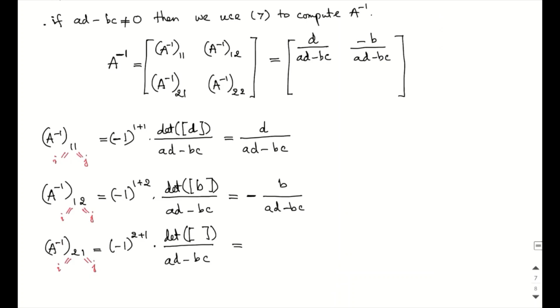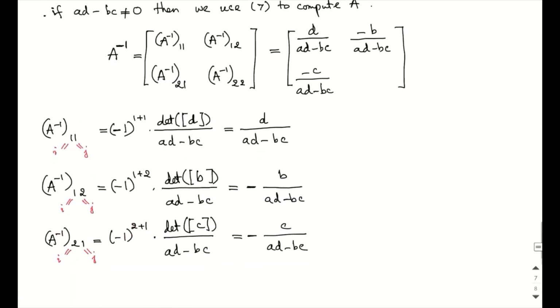So this is going to be C. As I said, the sign is going to be negative. Determinant of C is going to be C. And you get the third entry. You fill it into the blank.